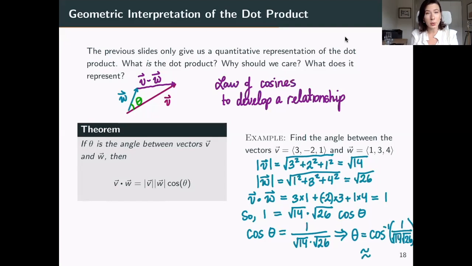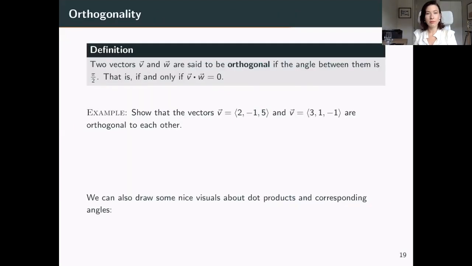If we plug this into a calculator or an online analysis program, we would go ahead and find that cos inverse, or arc cosine, of 1 over the square root of 14 times the square root of 26 would be approximately 87 degrees. Now that we have a relationship between the dot product and the angle between them, we can start talking about special angles between two vectors. A definition that we will run into very often is the definition of two vectors being orthogonal.